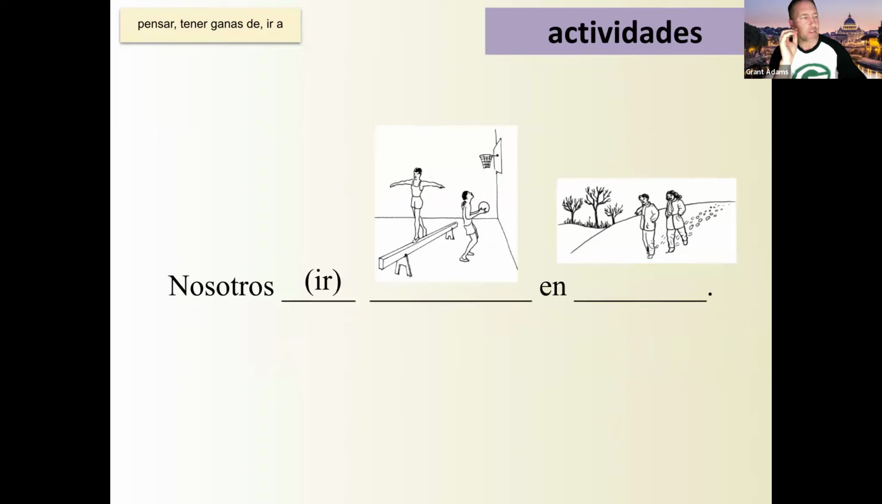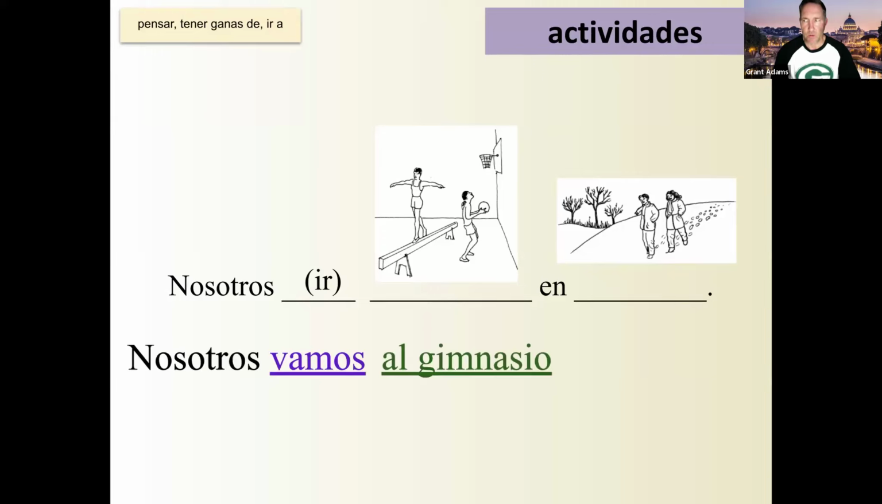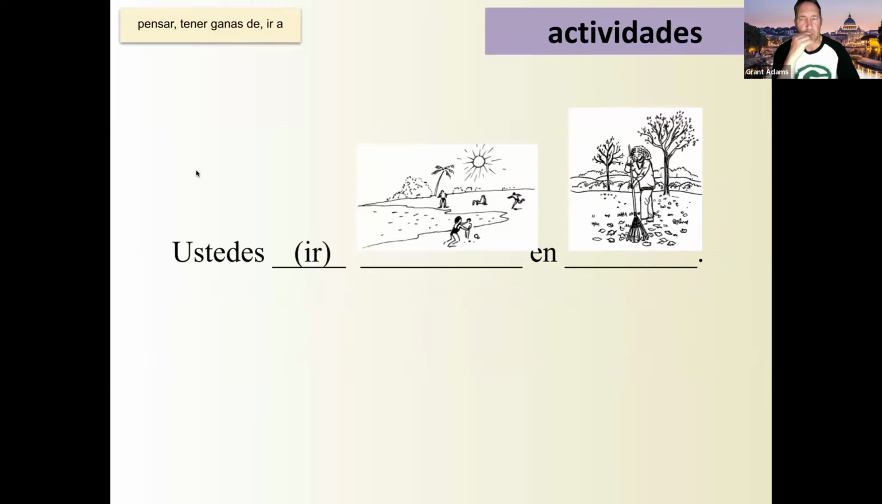That's the gimnasio, by the way. Okay. Beautiful. Let's do this. Excelente. Vamos al gimnasio. Nosotros vamos al gimnasio en el invierno. Excelente. Muy bien. Uno más.